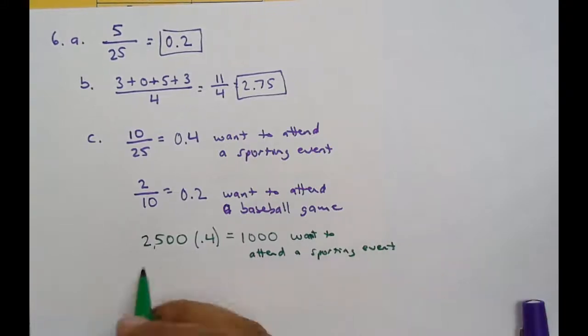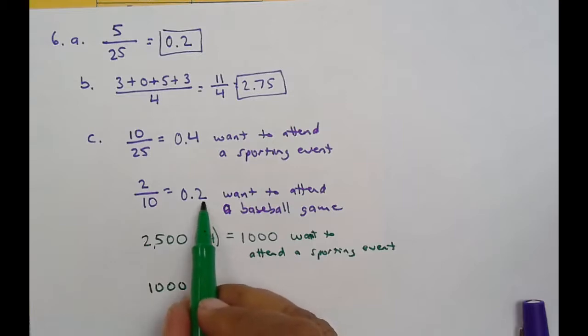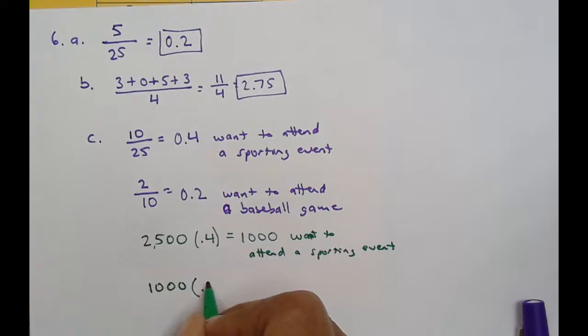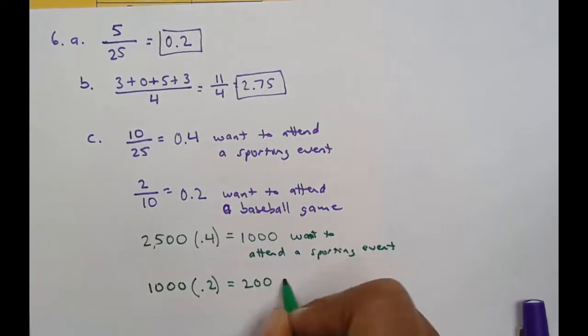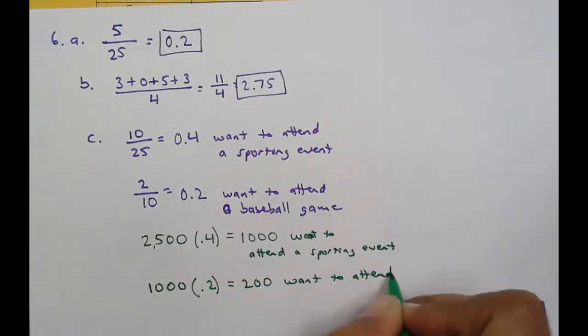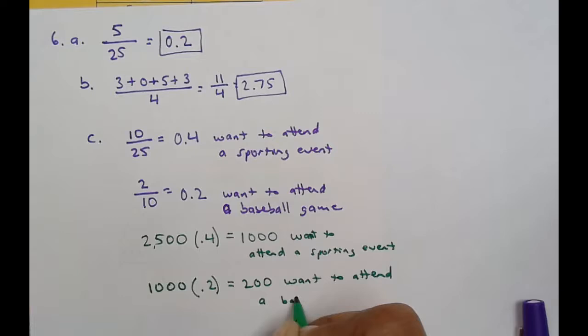But out of those 1,000 that want to attend a sporting event, we're saying that 20% of them want to attend a baseball game. So we're going to multiply this by 0.2. So that gives us 200 that want to attend a baseball game.